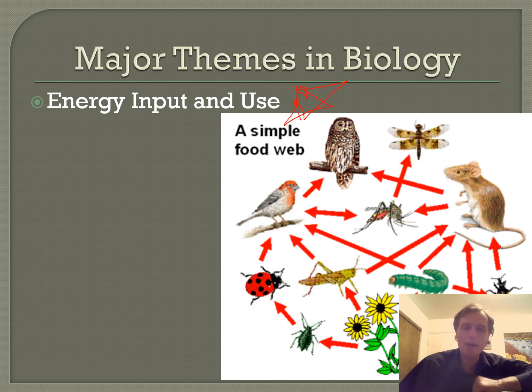Major theme though, energy input and use. All living things require energy. They have to feed on something, and then they're going to use it. And this is a food web showing where each of these creatures gets its energy. The owl gets its energy by being a predator and eating other animals.